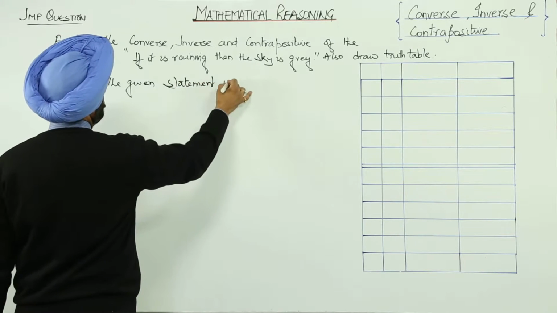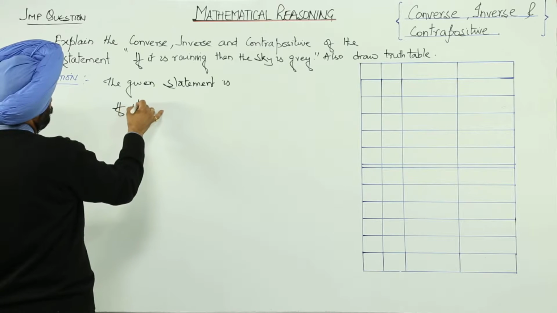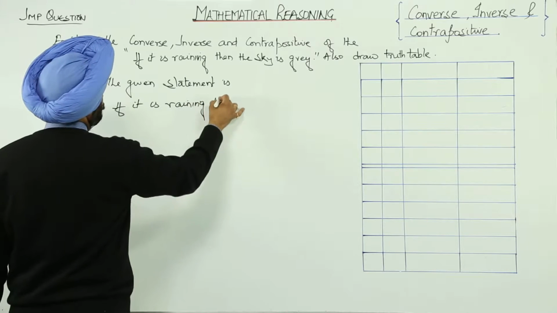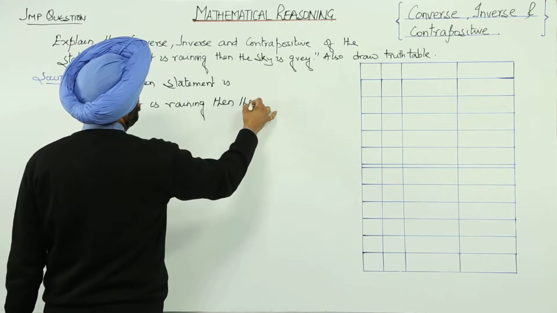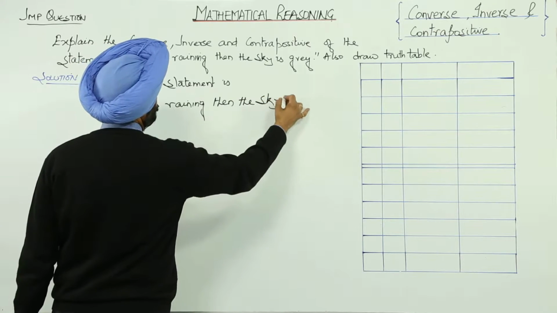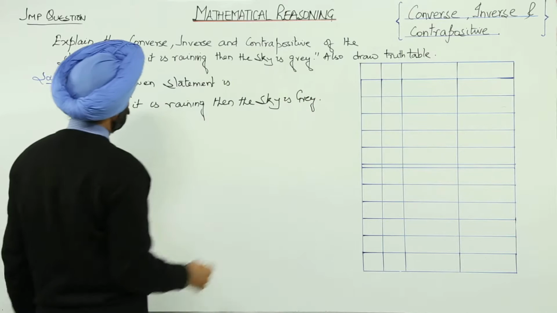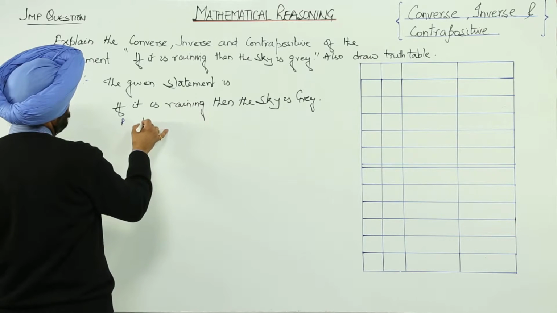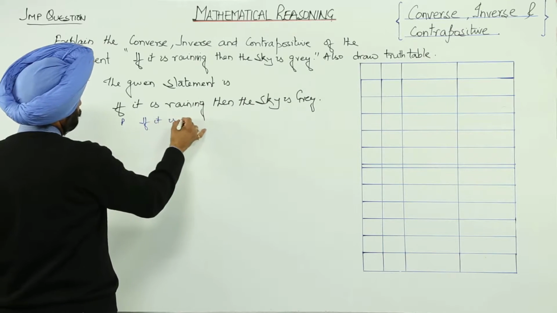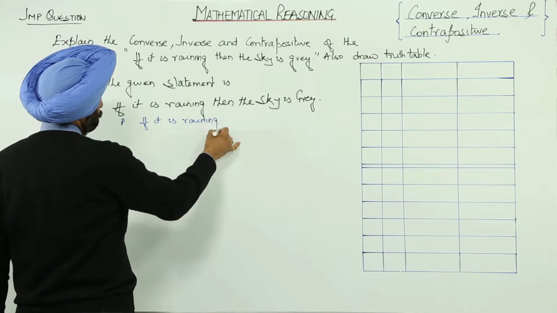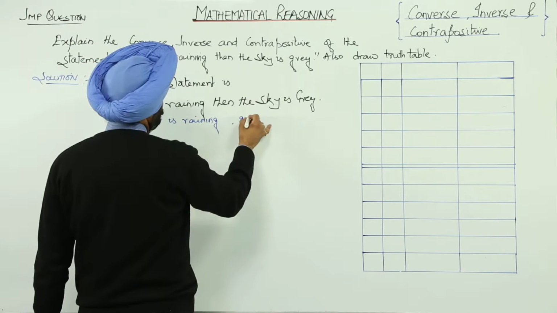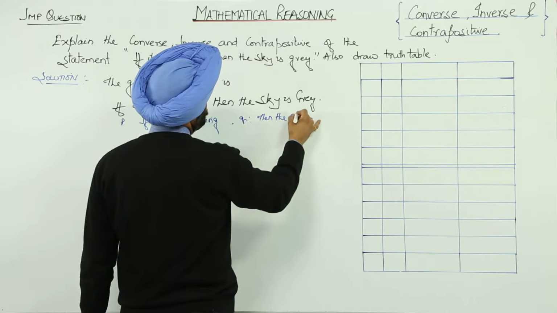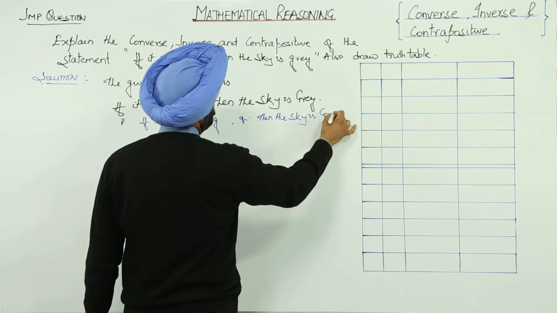is, if it is raining then the sky is grey. Okay. Now what two statements we can have? If it is raining, P, and Q will be, then the sky is grey.